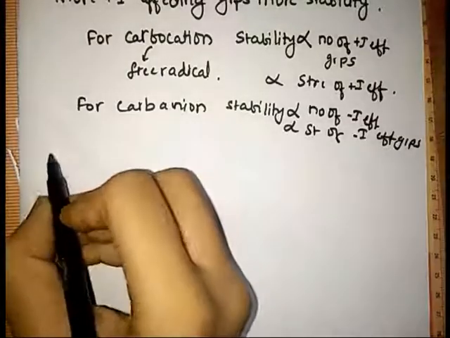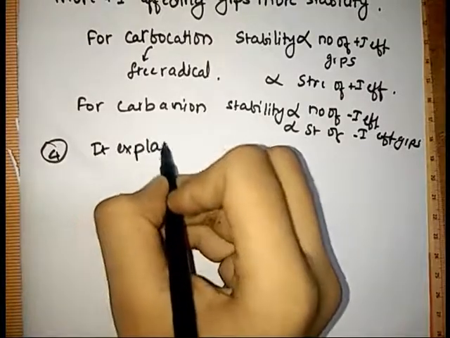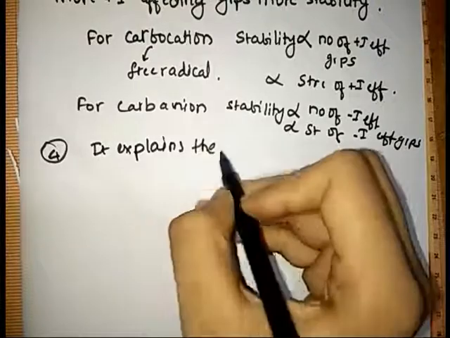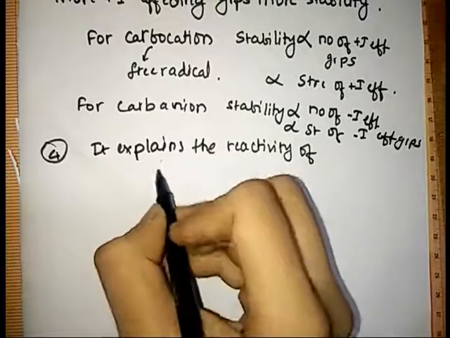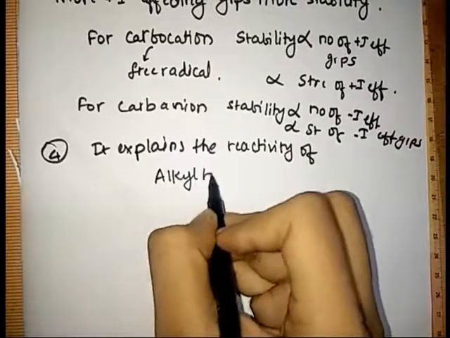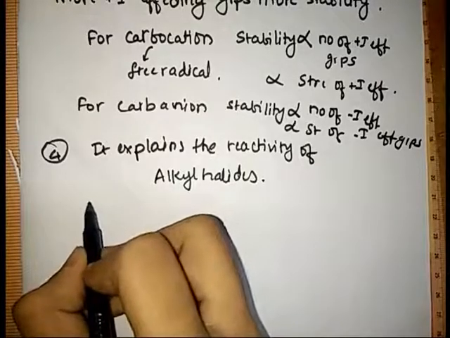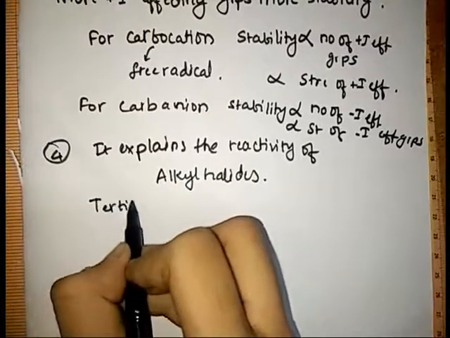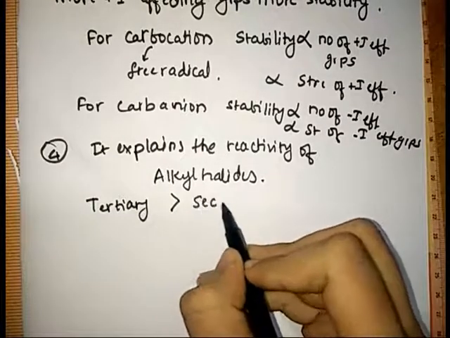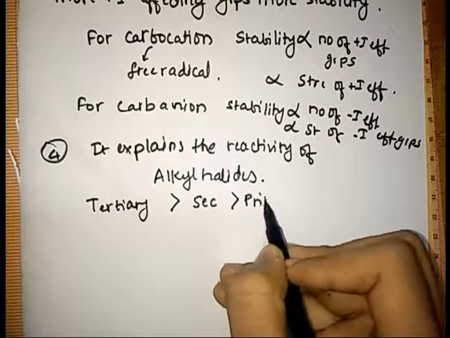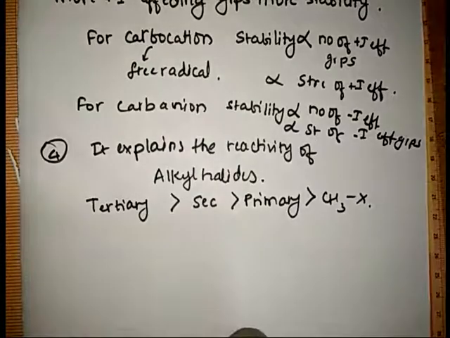The fourth application is that it explains the reactivity of alkyl halides. How? First we'll make a statement: tertiary alkyl halide is more reactive than secondary, then primary, then the CH3X group. Now why is this?